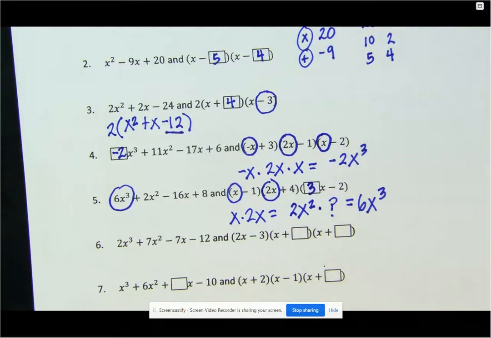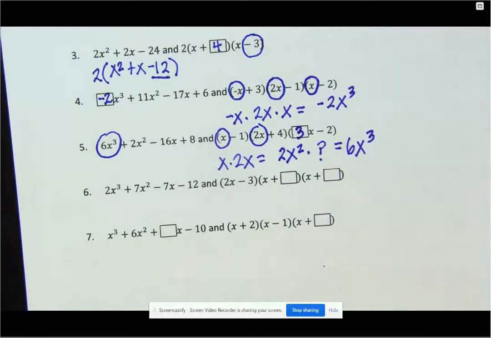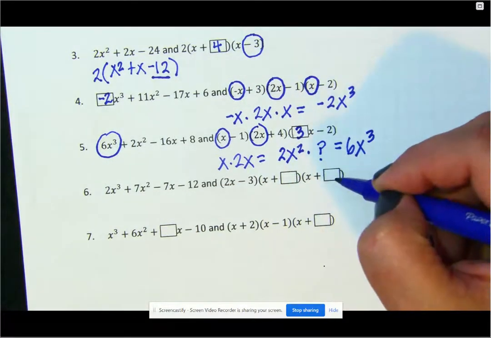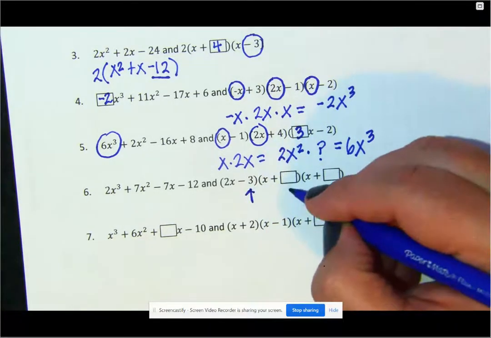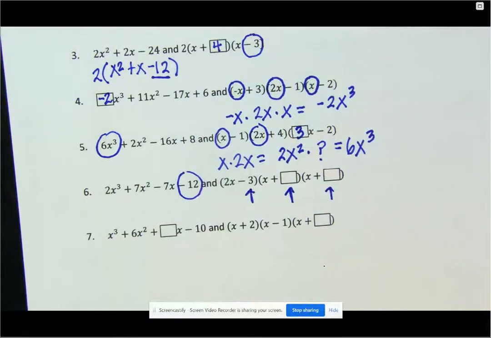All right, final two problems, most challenging problems on the page. And that is because they give me one linear factor. And unfortunately, if they gave me 2, I could figure out what the third one is because I know -3 times this has to make -12. Well, there's too many possibilities. So what I would do is I would divide it first.